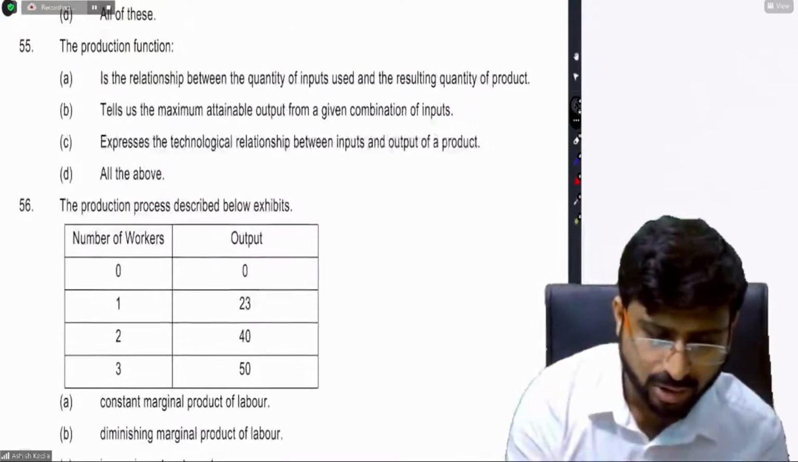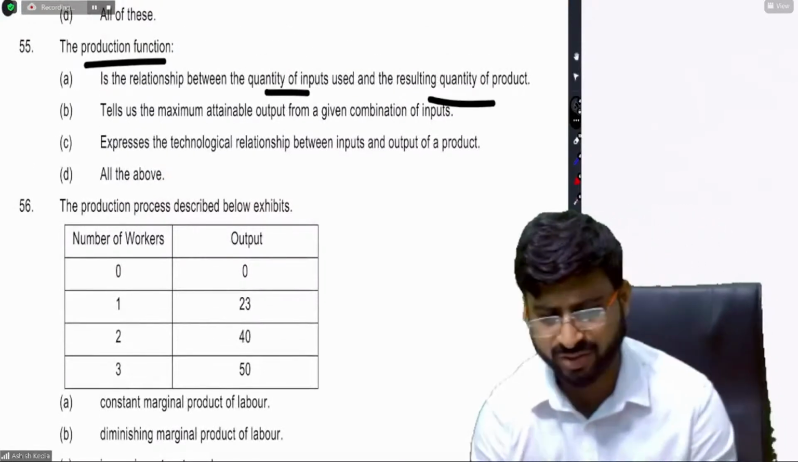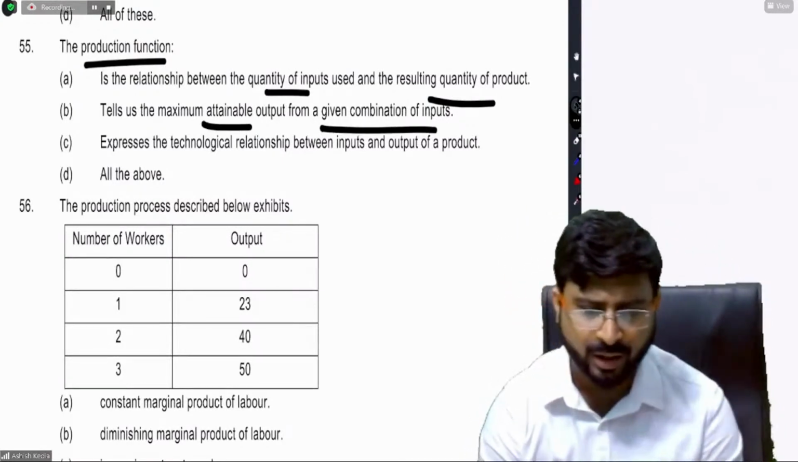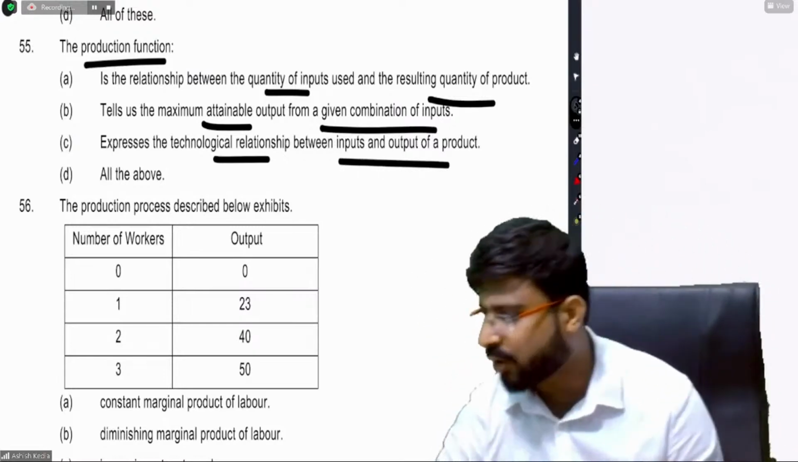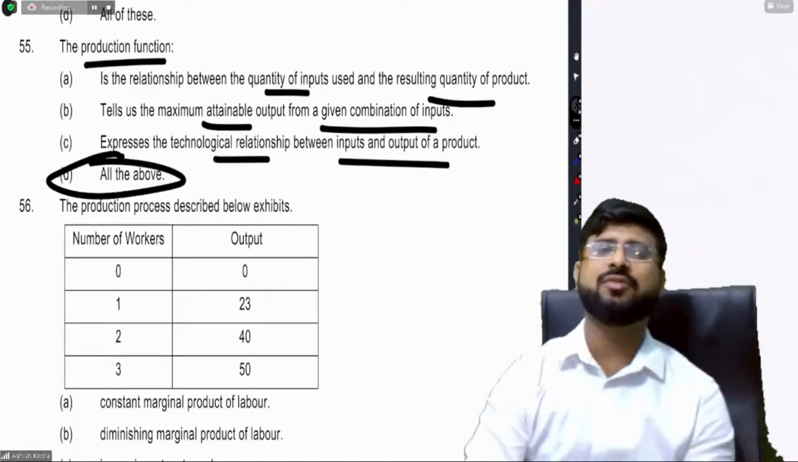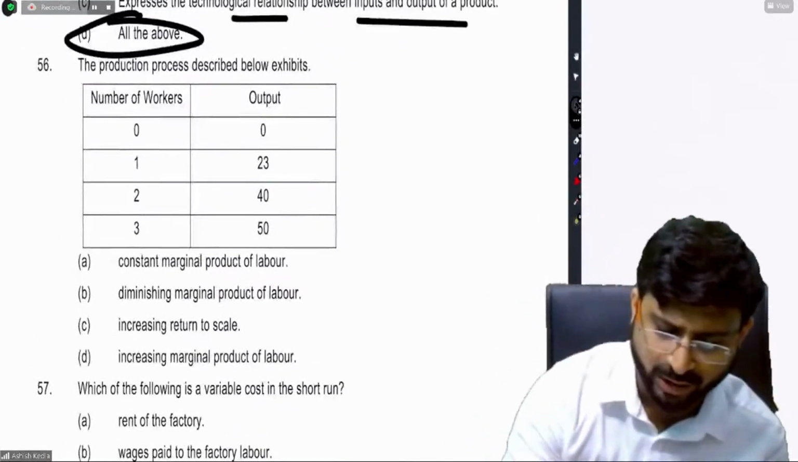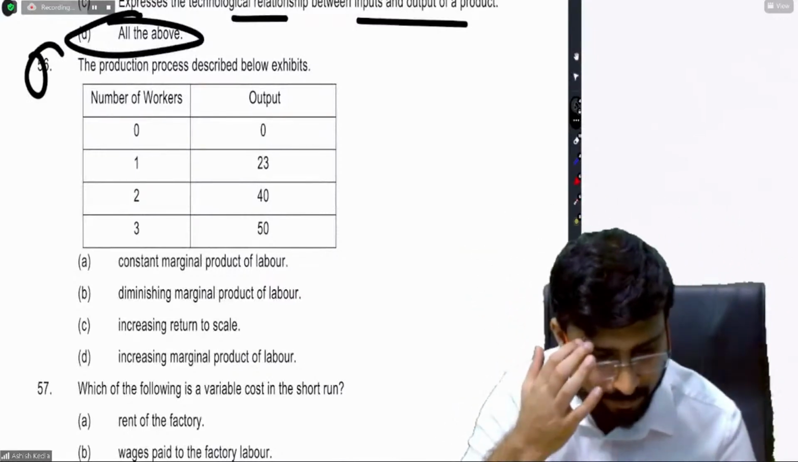Next one, please. Production function is relation between inputs and resulting output. Seems correct. Tells us the maximal attainable output using input. Okay? Expresses the technological relation between input and output. So friends, from my side, all is correct. So it is D. 55 is D. 56, I am not helping you. You tell me. You think, but you tell me. I will not help you.